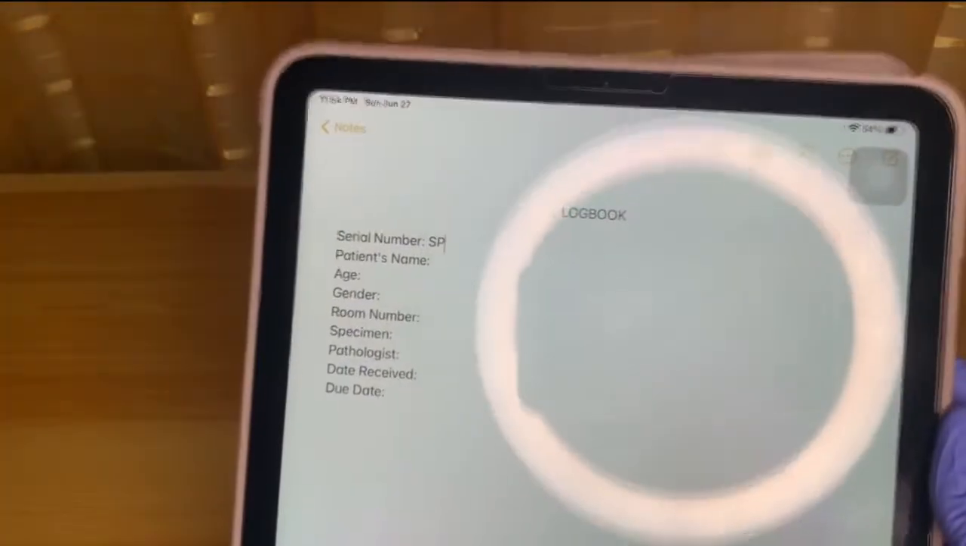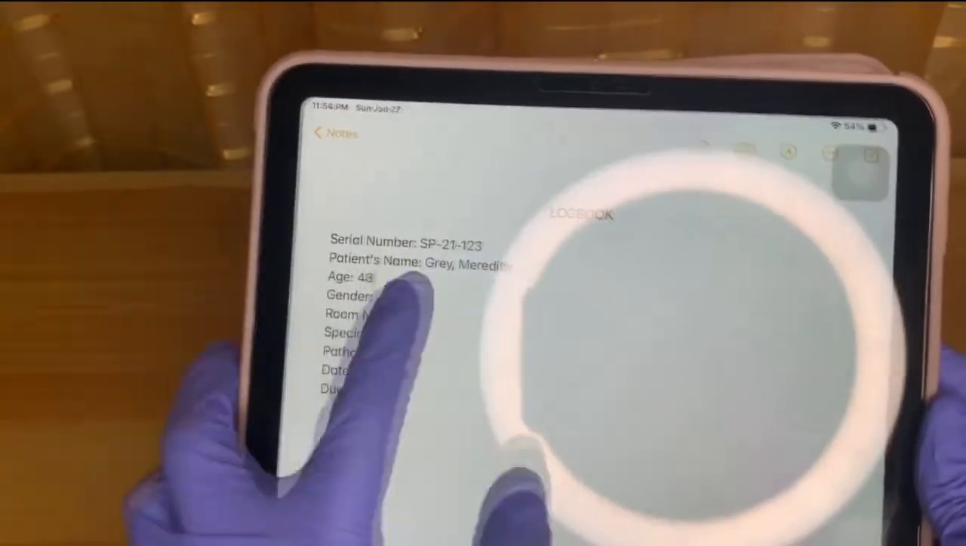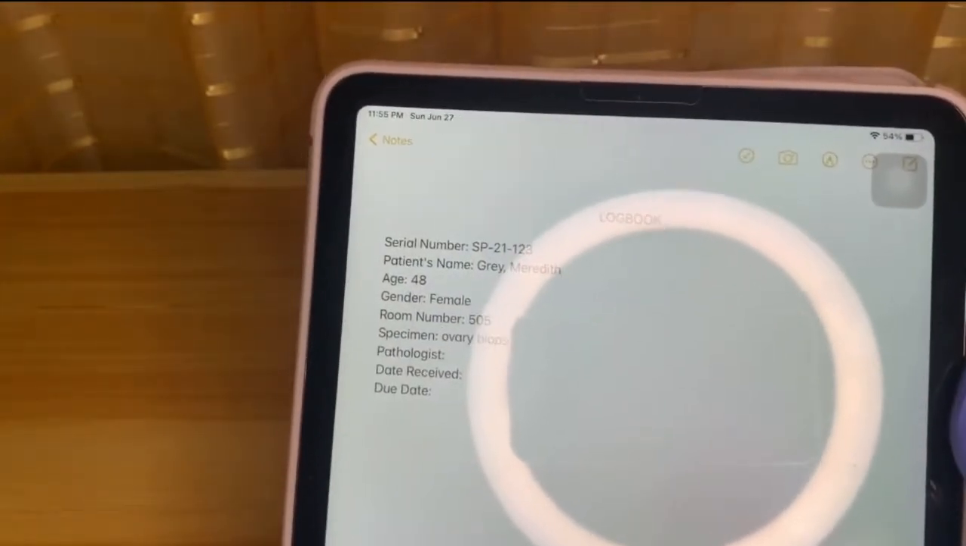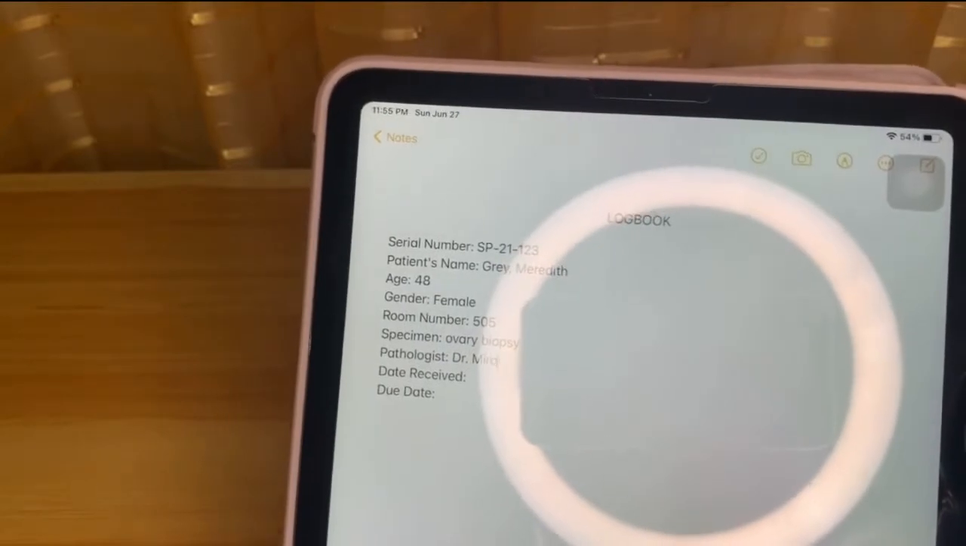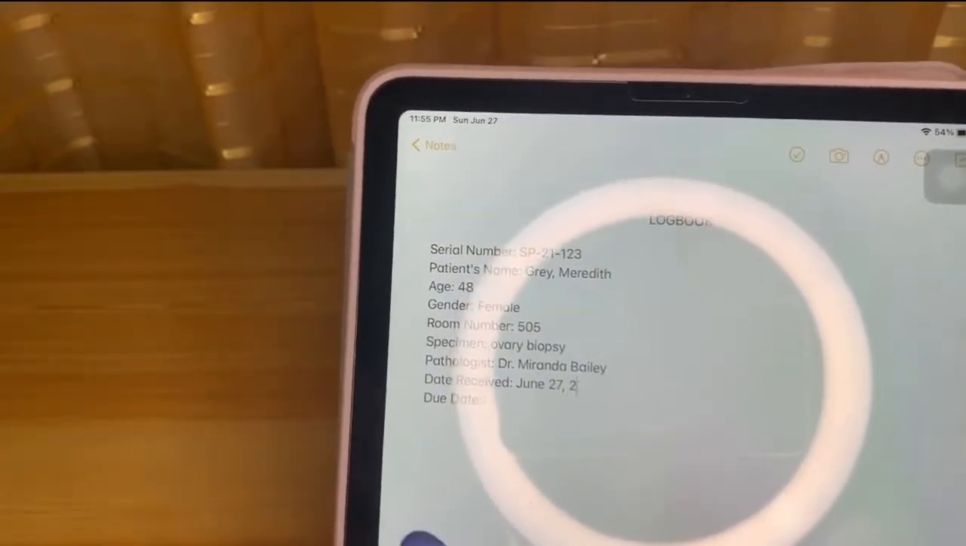Moving on, we write all the following details into the logbook: the serial number, the patient's name, age, gender, and room number, the specimen, the name of the pathologist who will be examining the specimen, the date the specimen was received, and the due date.